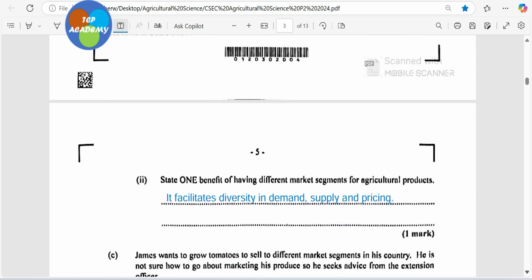Then we look at this one. State 1 benefit of having different market segments for agricultural products. Now, this is very easy. It facilitates diversity in demand and supply and pricing.